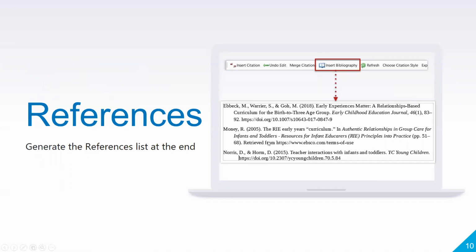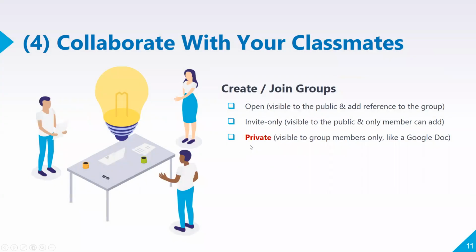Same as the reference list at the end, you just need to click the button Insert Bibliography. Bibliography is, in other words, references. They are the same thing. So just press the button and it will generate the reference for you automatically. I will show you how to do this in the demo session.